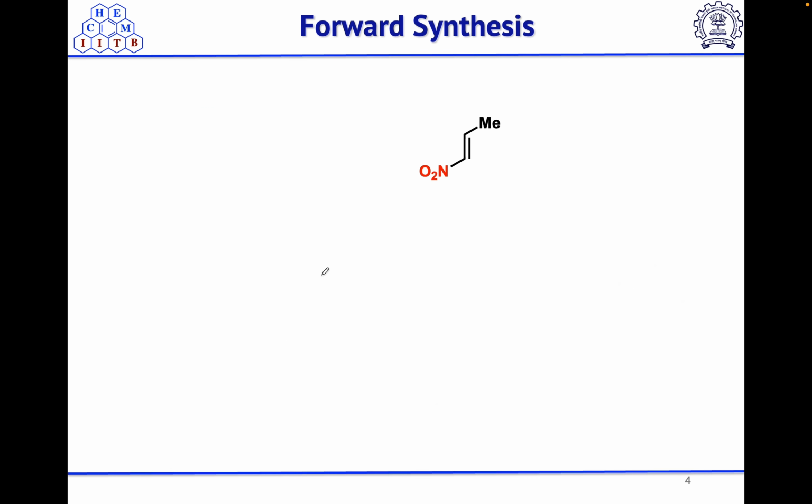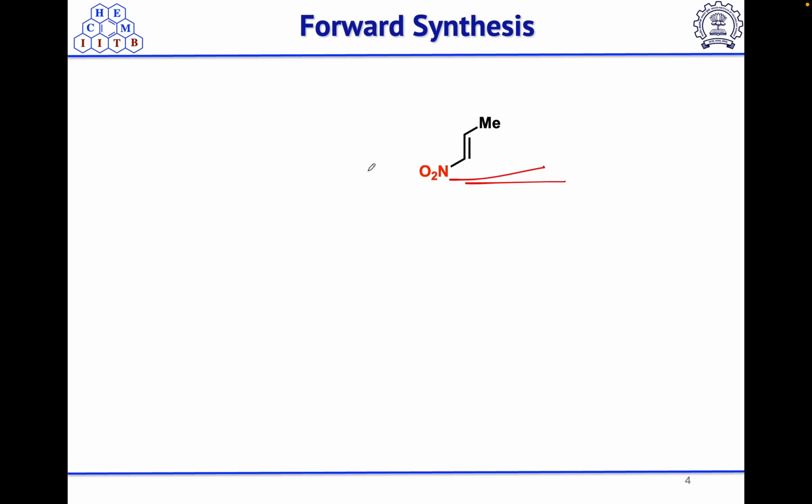So what will be the forward synthesis then? Now we need to prepare this dienophile. So how can we prepare this dienophile? If you see this nitro, it is an alpha beta unsaturated nitro compound. So how can we prepare it?